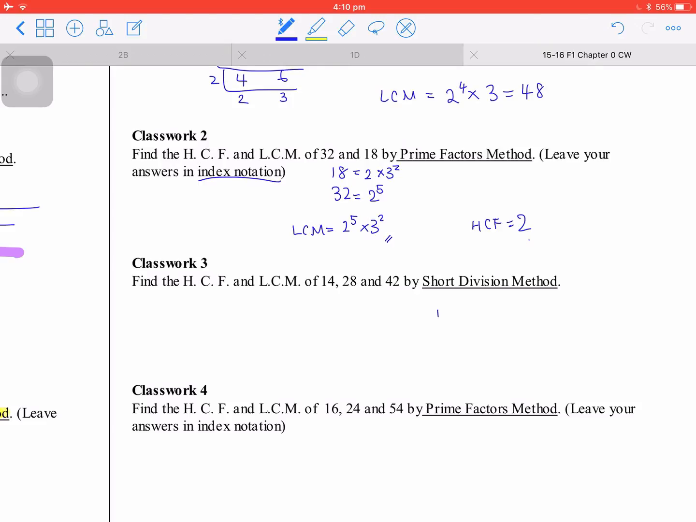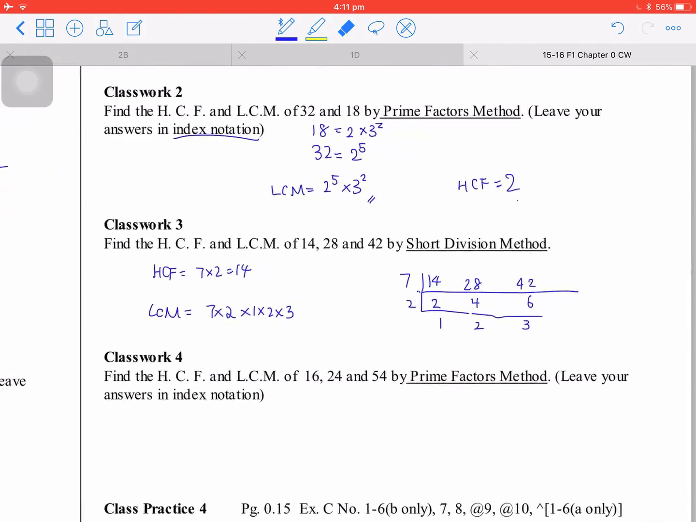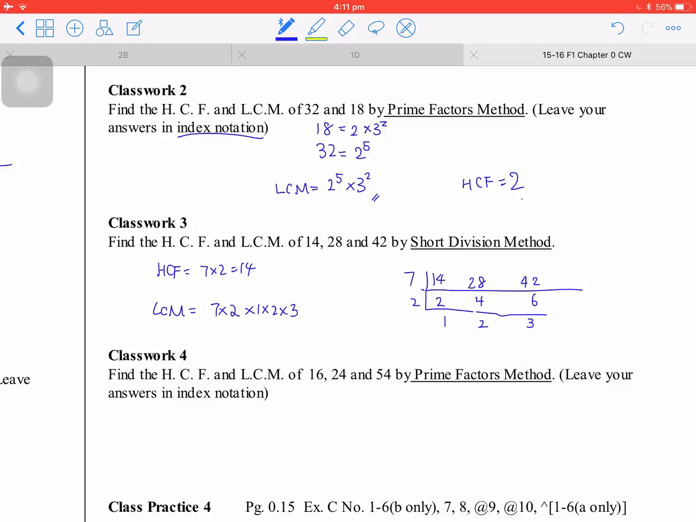Okay, and then for 14, 28, and 42, this one is easier. So you just copy it like this, and then you have 1, 2, 3, and for the HCF, it is about 7 times 2, so that is 14. And for LCM here, you should know that it is 7 times 2 times 1 times 2 times 3. Here, don't get so confused. You should know that it is about 7 times 12, that is 84. So for the LCM, that is 84.